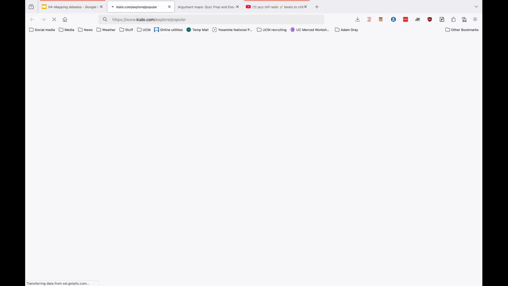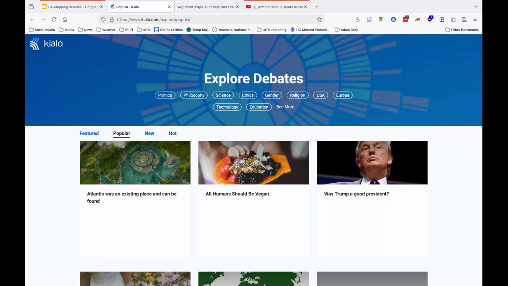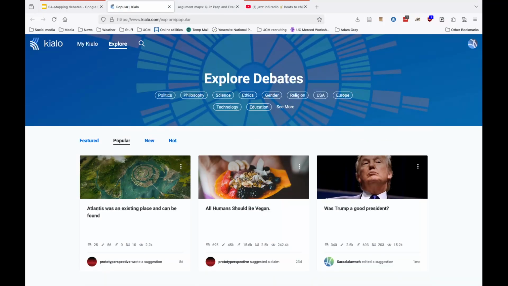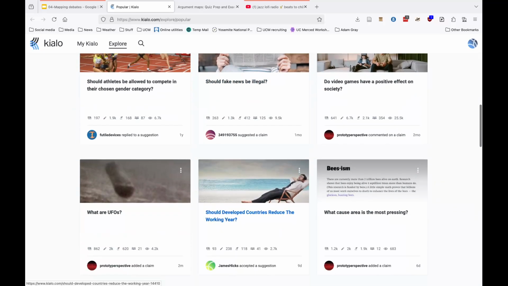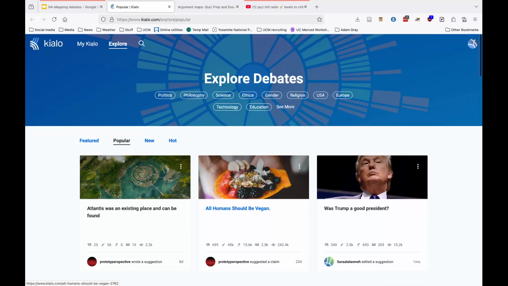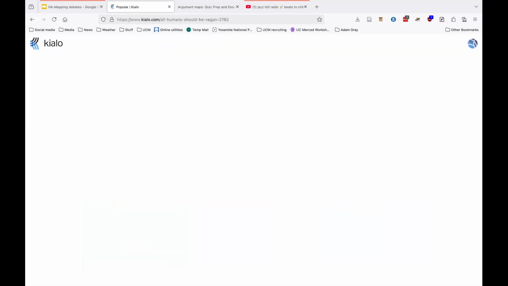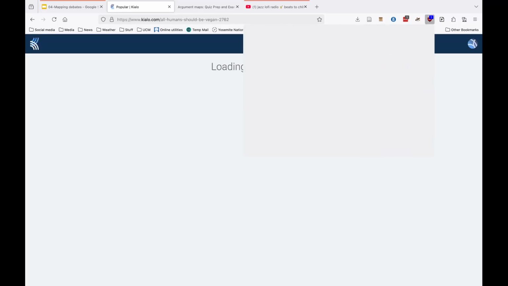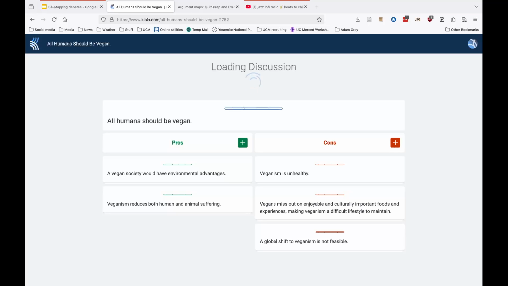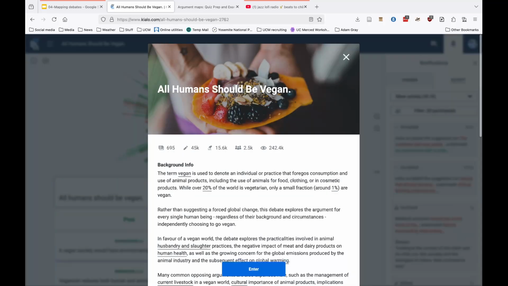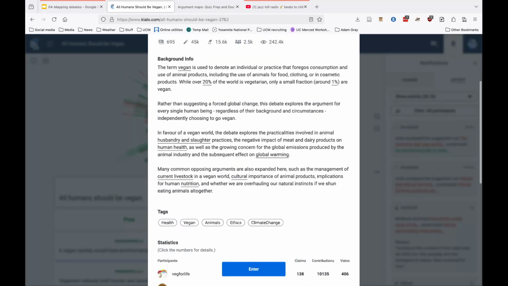And I tried to find an example during class and couldn't. So after class, I did some looking around, and I found this site called Kialo. I'm just going to go with the vegan one because it's handy. So you can see it's organized as debates over various topics. You can come in here. And I think I need to turn off my ad blocker for this to work correctly. OK, there's sort of background information on the topic.